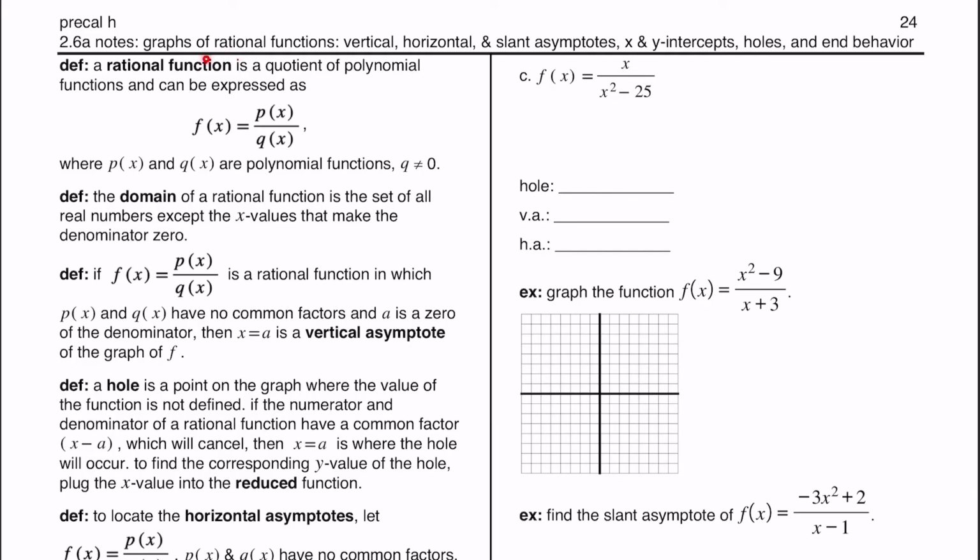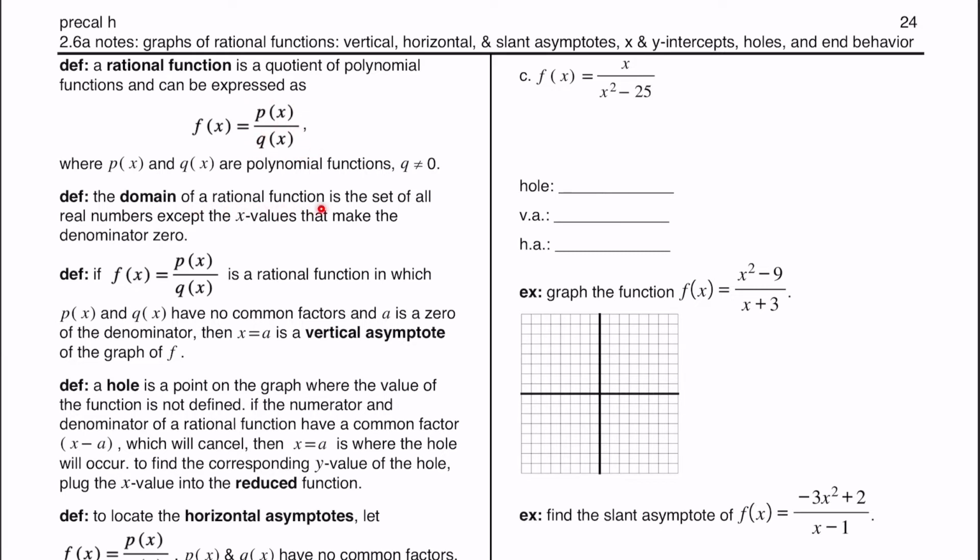In this lesson, we're going to cover graphs of rational functions, and we're going to look at vertical, horizontal, and slant asymptotes, their x and y intercepts, holes, and end behavior. So here's our rational function. It's going to be anything of the form where we have a polynomial divided by a polynomial.